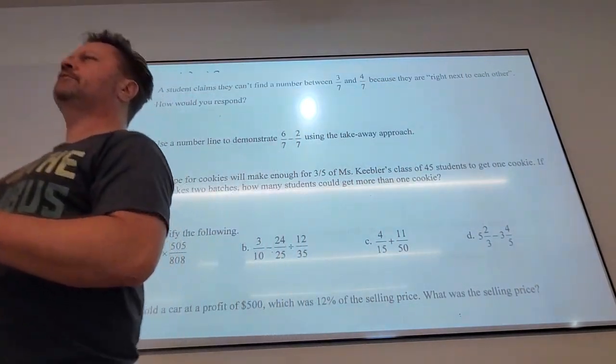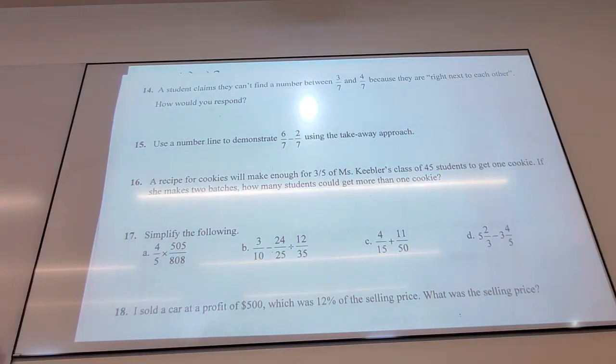Can you represent sevenths on a number line? How would you do that? You go from 0 to 1. I would actually put 0 and then go 1, 2, 3, 4, 5, 6, 7. What's the seventh line I draw? 1. Because that would be 7 sevenths.